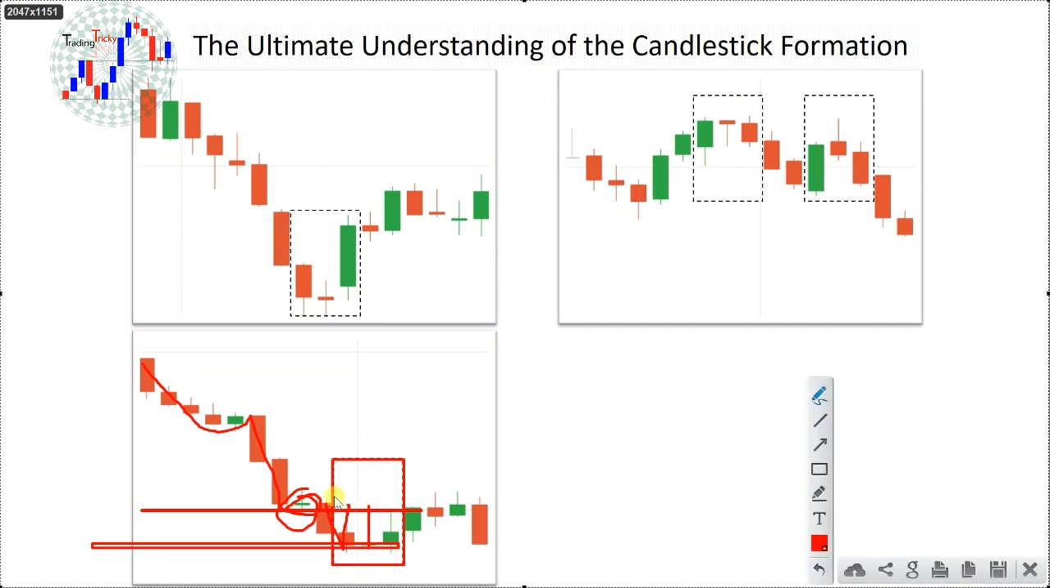Even after a strong two rejections, there are no sellers. Instead of sellers, we can see here buyers entry again. The level has been touched. Let me make it clean.